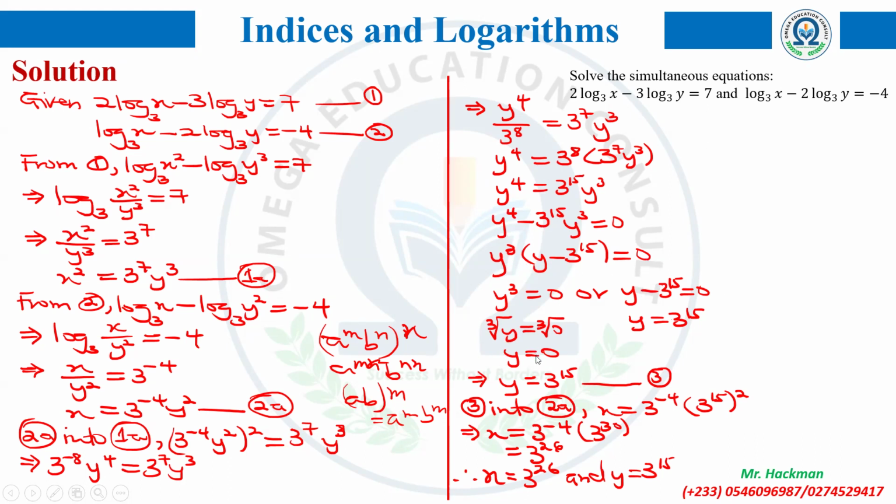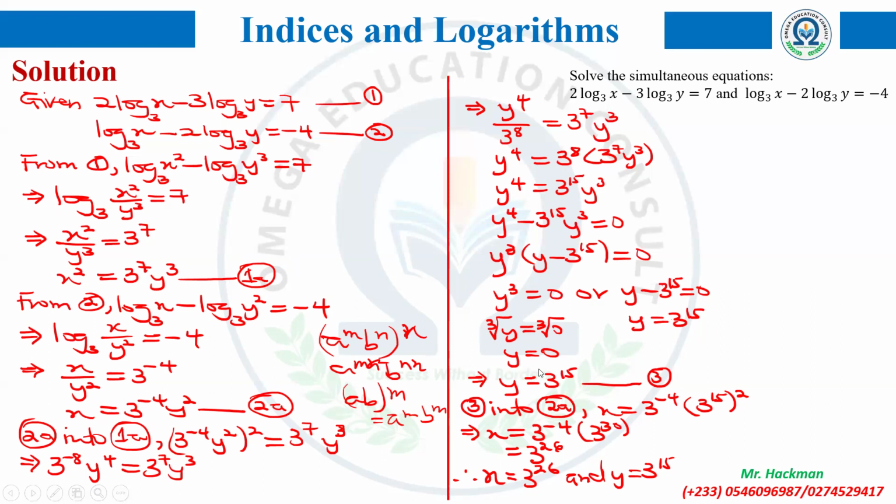Then you solve for your y. Here you take the cube root of both sides, which gives you y equal to 0. Or from here, you move this one to the side, so you get y equal to this. So you can see that you have two y values.